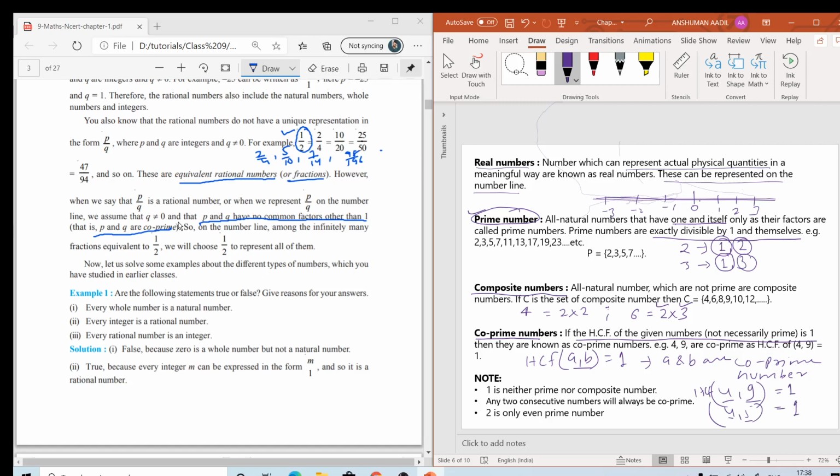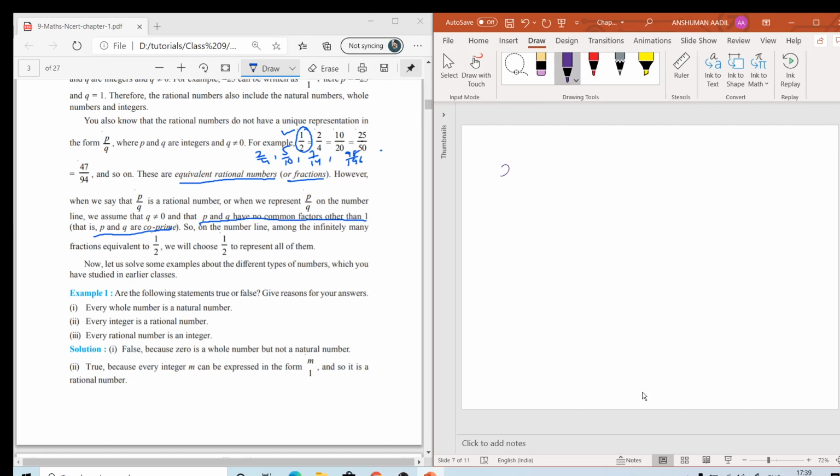And one more thing that we can observe here, that 1 is neither a prime nor a composite number, because 1 has a factor of 1 only. So it is neither a prime nor a composite number. And any two consecutive numbers will always be co-prime. For example, we can take 2 and 3. The HCF of 2 and 3 is 1. We can take 11 and 12. So the HCF will be 1 here.